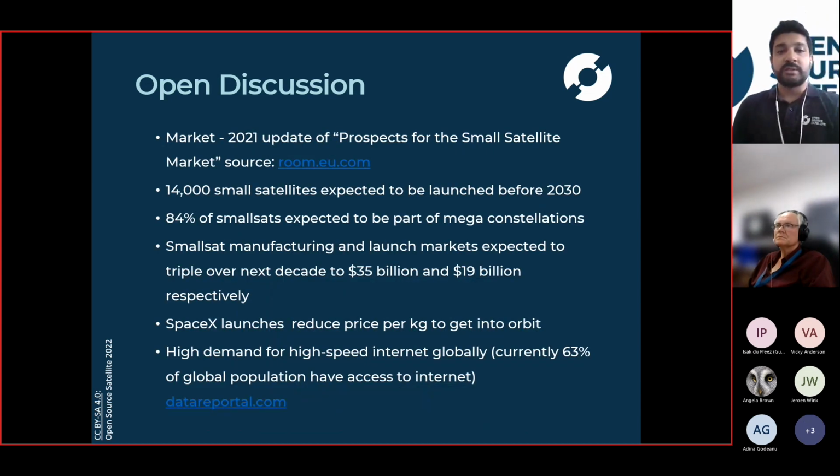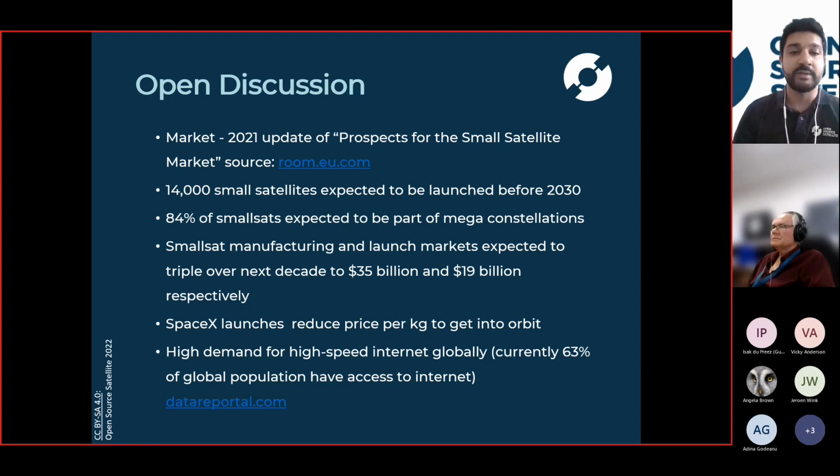On the more positive side of the benefits for mega constellations, it's expected that 14,000 small satellites will be launched by 2030, and 84% of those are expected to be part of mega constellations. So there's a lot of satellites being invested in and manufactured for useful mega constellations. That's driving these markets and the launch and manufacture markets, and it's expected to cause them to triple over the next decade to $35 billion and $19 billion respectively.